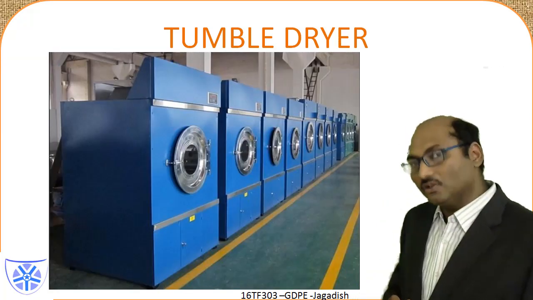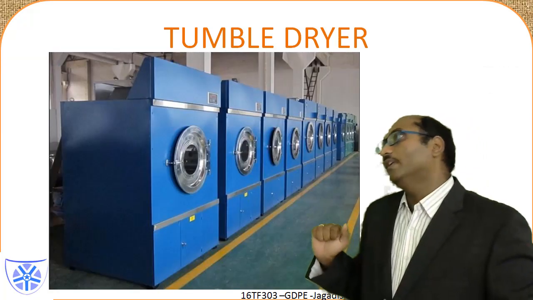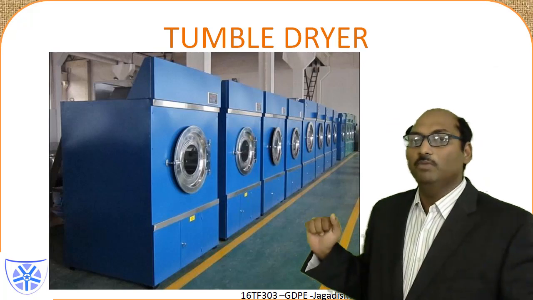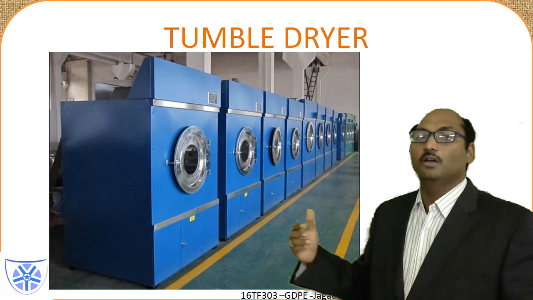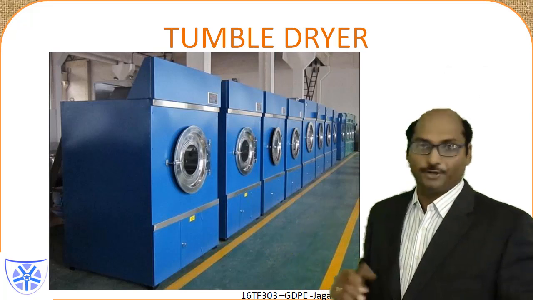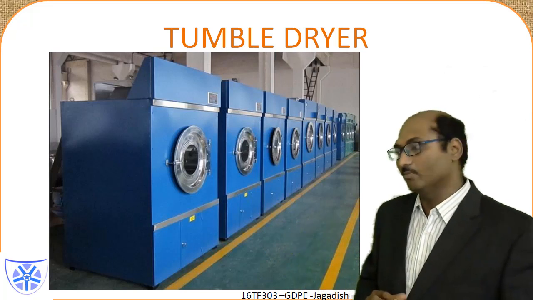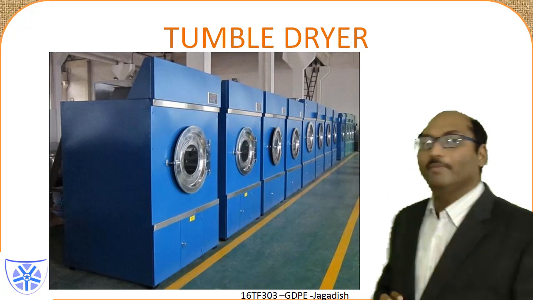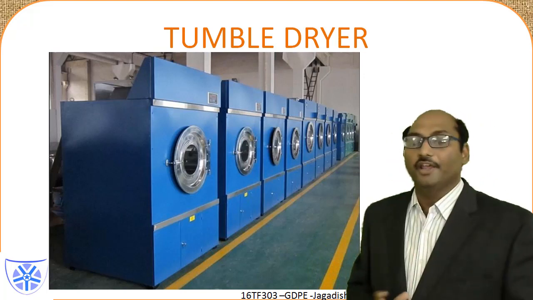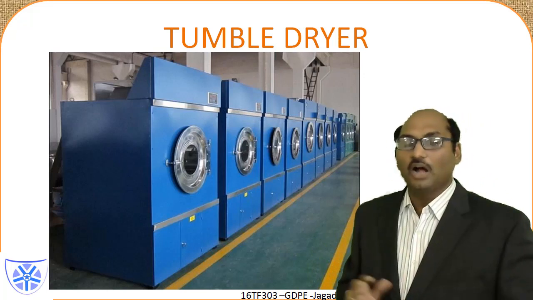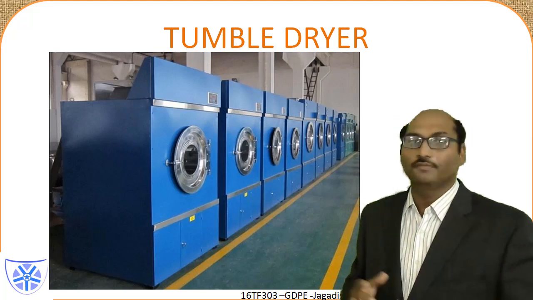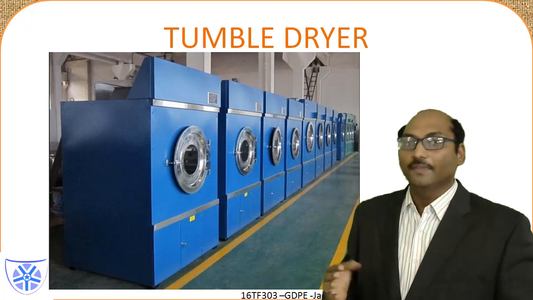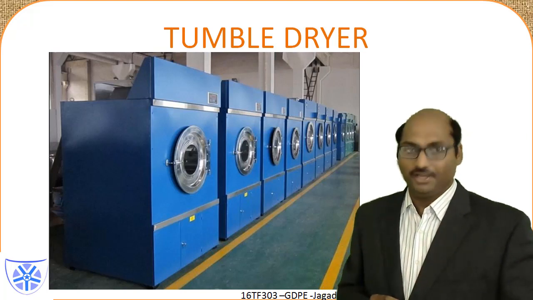So generally in industries, as in this figure, the tumble dryers are available as a series. So the inlet valves and the outlet valves can be combined together to process them. And this is quite a common mechanism in order to dry the garments after processing of the garments. That may be either a softener wash, or the complete garment dyeing also.